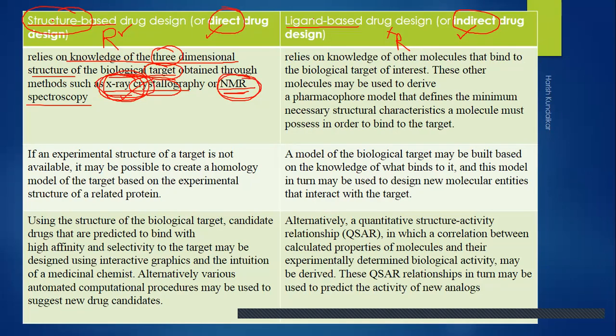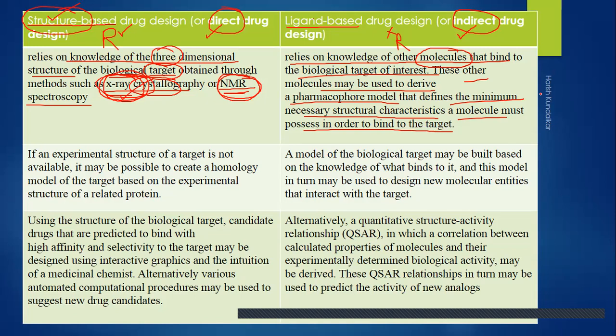And then those protein structures are used for structure-based drug design. Whereas ligand-based drug design relies on the knowledge of the other molecules that bind to the biological target of interest. So here we should know the structures of the ligands which are binding to the biological target of interest. These other molecules may be used to derive a pharmacophore model that defines the minimum necessary structural characteristics a molecule must possess in order to bind to the target. So this is basically an inverse method, or indirect method, of drug design.